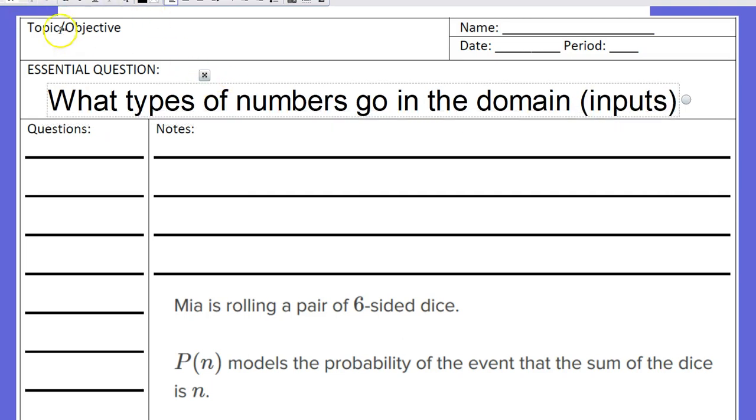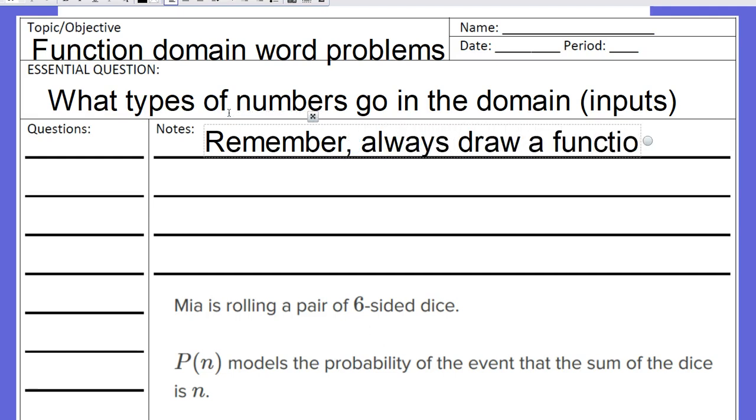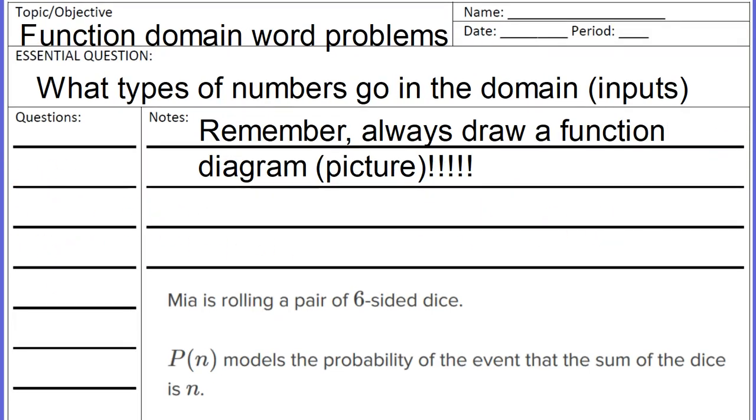And the topic and objective for today, in other words, the assignment that this covers, is called function domain word problems. All right. So in our notes, I just like to remind you to always draw a function diagram picture. The way that I've taught you to do these, I'm going to draw mine out to the side here because I'm just about out of room.